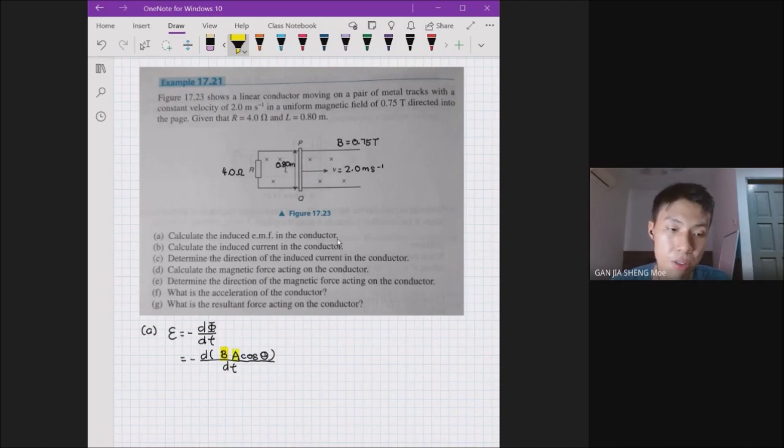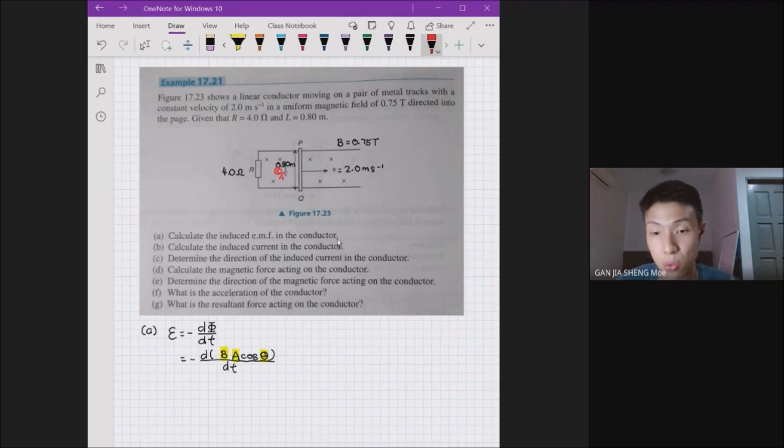But the area of the loop over here will be increasing as this PQ linear conductor is moving to the right. It will cause the area to increase, so that will be changing with time. We have to keep it inside the differentiation bracket. And lastly, the theta over here is the angle between the magnetic field and the area vector. The magnetic field is already pointing into the page, so we can take the area vector to be pointing into the page as well.